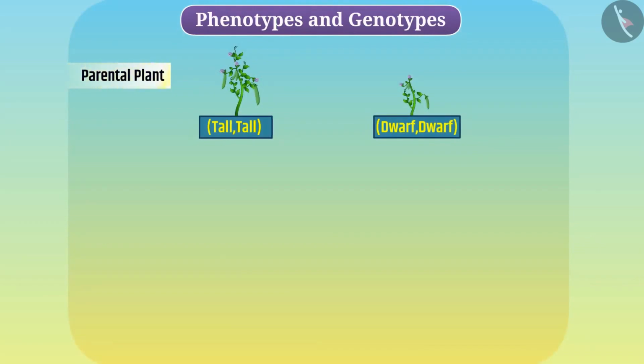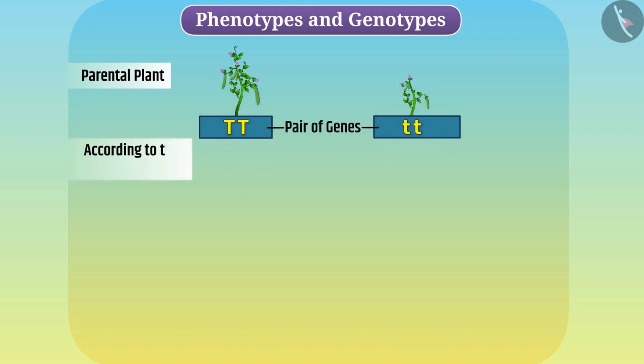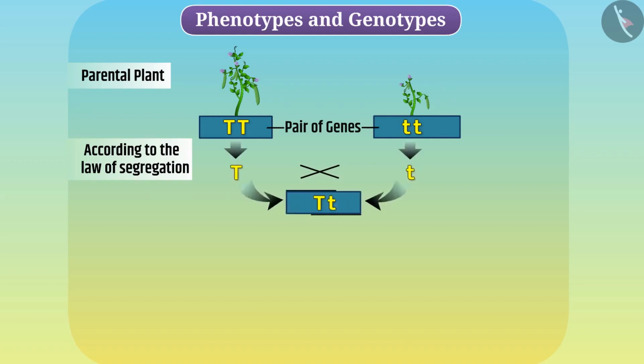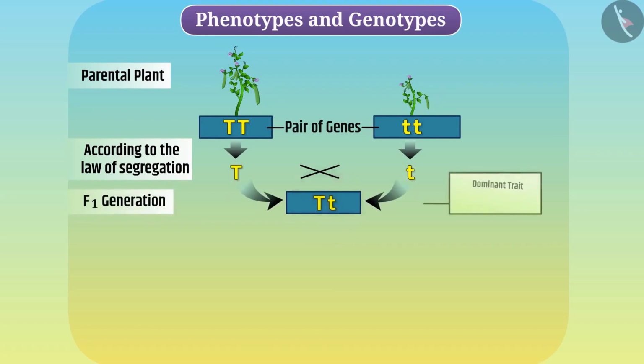Since the parental generation plants are a pure lineage, we can express the factors of traits, that is, the pair of genes, as TT or tt, like this. According to the law of segregation, the factors in the pairs get separated during gamete formation. If we cross the two gametes, we will get an unequal pair of factors in F1 generation. Therefore, the dominant trait T gets expressed.